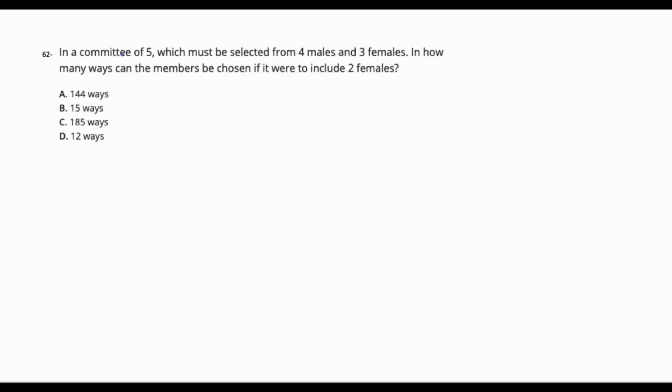Question 62 says, in a committee of 5, which must be selected from 4 males and 3 females, in how many ways can the members be chosen if it were to include 2 females? So whenever you see a question that says, how many ways can we select, selection is a combination problem. And by combination, we mean n combination r, and this is the same as n factorial divided by n minus r factorial multiplied by r factorial.